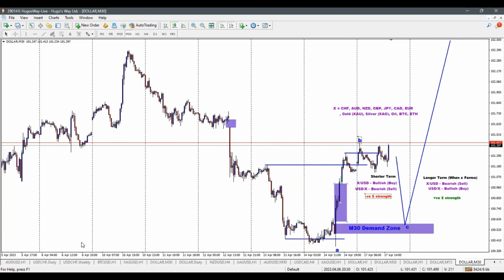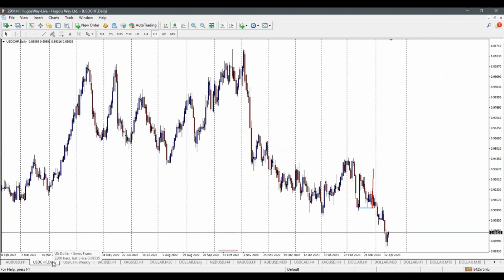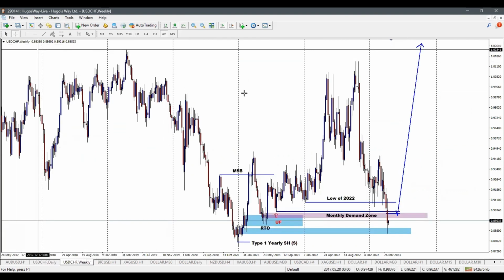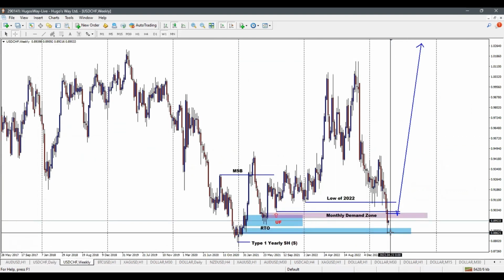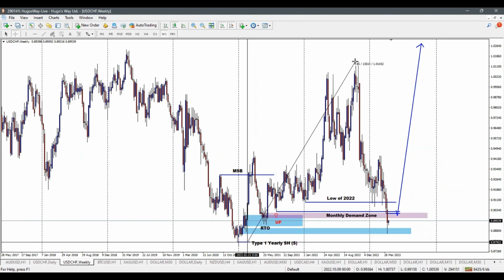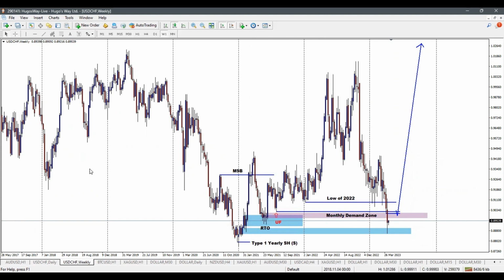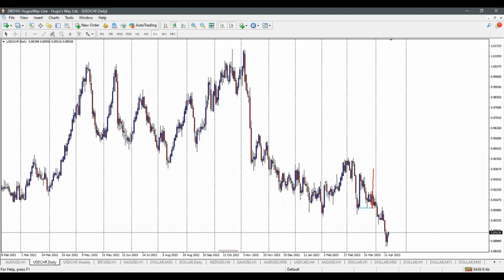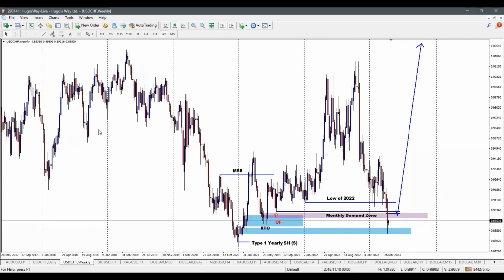So if we do a recap on the analysis that we have now, starting with USD CHF on the weekly, the price has come to this very key area, which is the full depth of demand after this induction that we've had from 2021, okay, which is absolutely brilliant. Now, in the shorter term, what we do need is the price to be bearish.